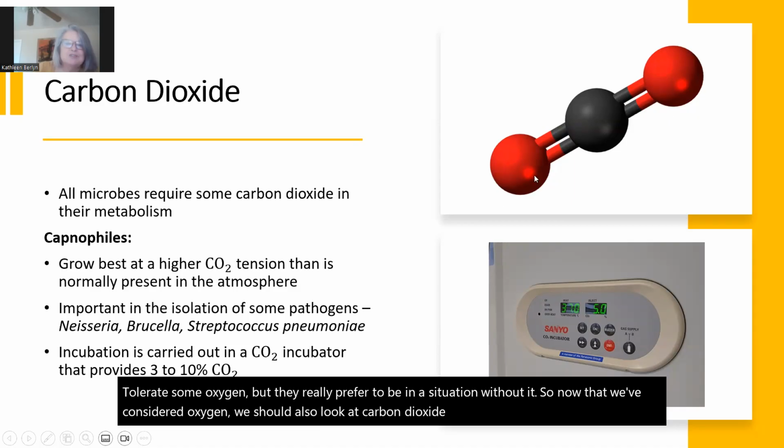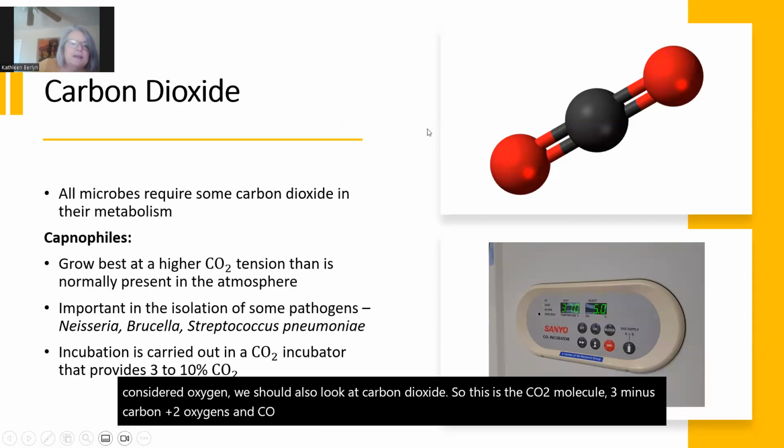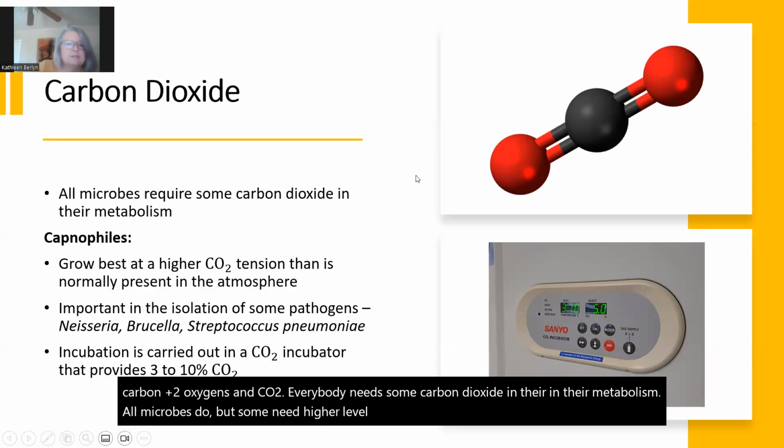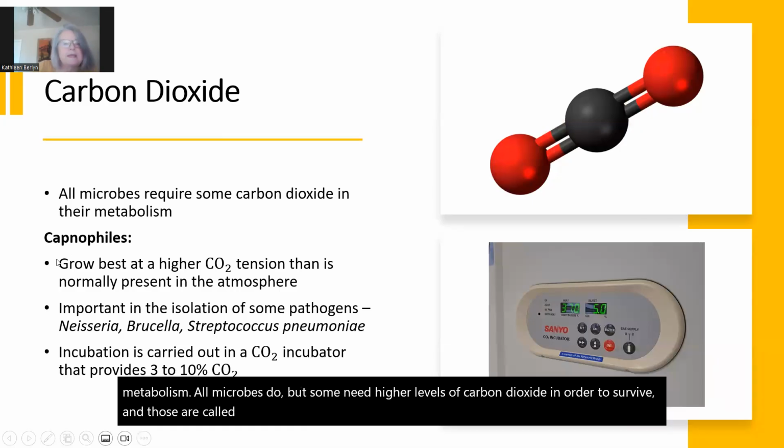So this is just a CO2 molecule: one carbon plus two oxygens is CO2. Everybody needs some carbon dioxide in their metabolism. All microbes do. But some need higher levels of carbon dioxide in order to survive. And those are called capnophiles. And so they require higher CO2 tension.